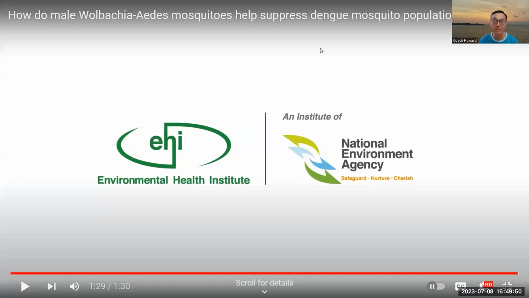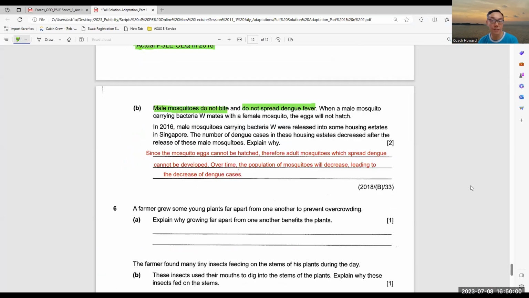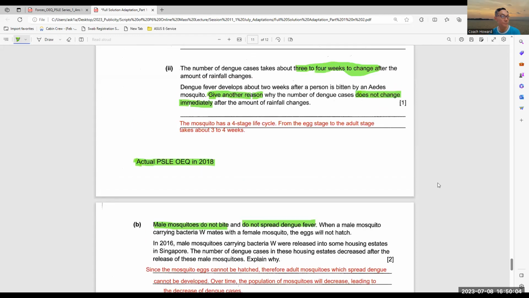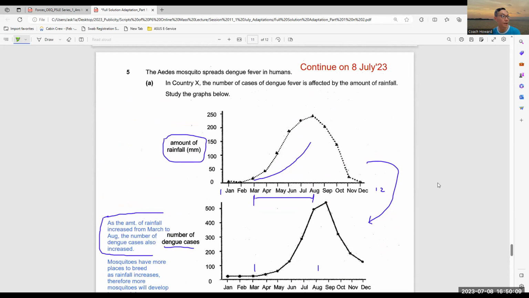Okay, so this is the part about how science can be put into action. So we come back to the question here. This question actually appears in the 2018 PSLE science paper. Okay, so I have discussed this, and now I will continue with the next question.